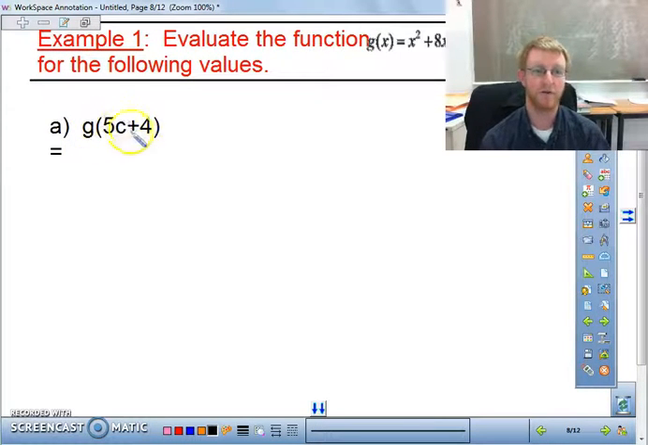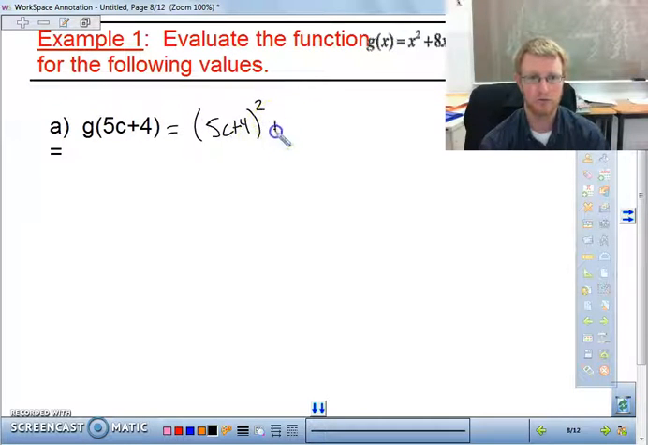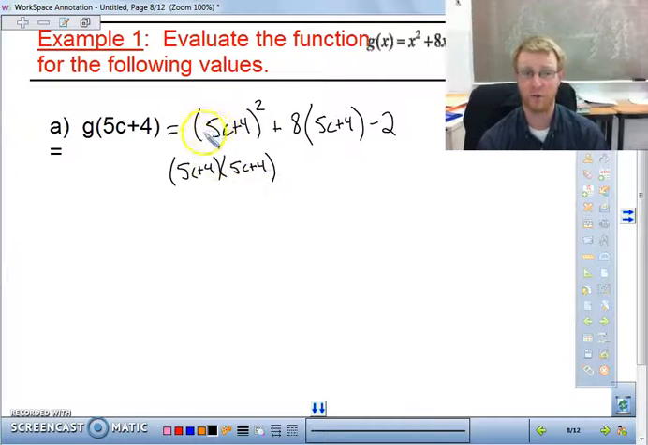Okay, we have g of 5c plus 4. So again, no different. We're just going to input it a little bit differently. So there's our input. It's not x anymore. It's now 5c plus 4. So therefore we go 5c plus 4 squared plus 8 times 5c plus 4 minus 2. And then we simplify. We have 5c plus 4 times 5c plus 4. Please do not tell me that this is 25c squared plus 16. It is absolutely not. You have to FOIL.